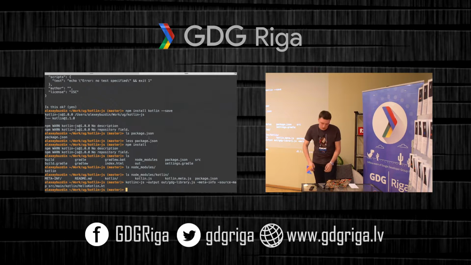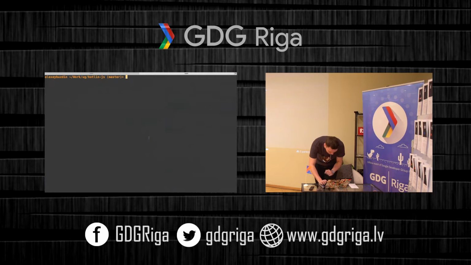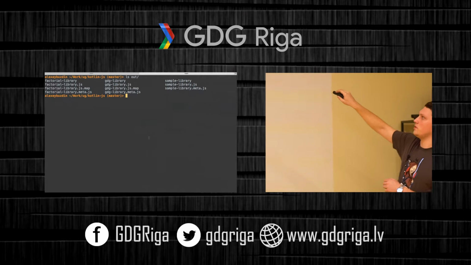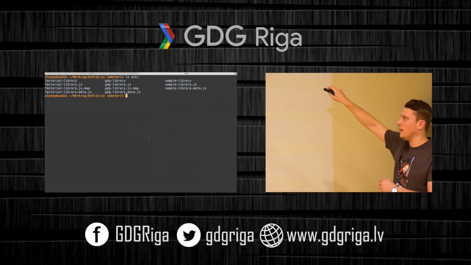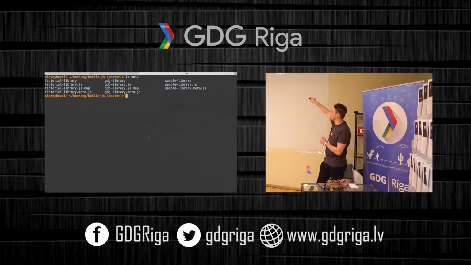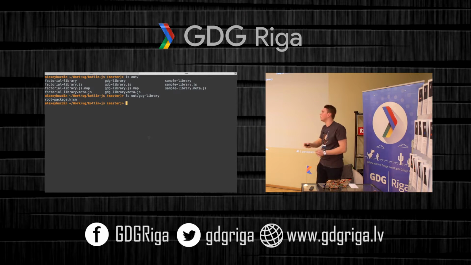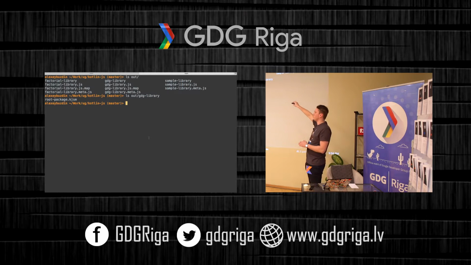So now we have it ready. Now we can take a look at our directory again. There's a lot of stuff here because I was playing around and the package is a bit dirty. But here is the GDG library that we got. We have the GDG library JS, the GDG library JS.map, the source map, the GDG library meta.js, and the folder. We can go into the folder and we'll see this Kotlin JavaScript source map file.